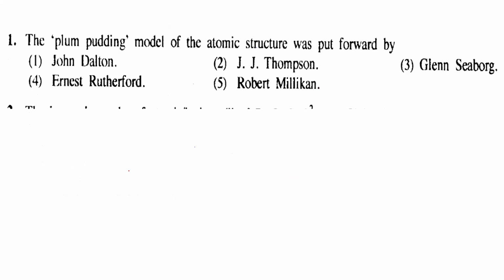Now this is another problem from a previous paper. I think this is 2015. Now in this one, it's asking, the plum pudding model of the atomic structure was founded by. So who proposed the plum pudding model? It was proposed by J.J. Thomson. So now you have an idea of the nature of the questions you get from this part.